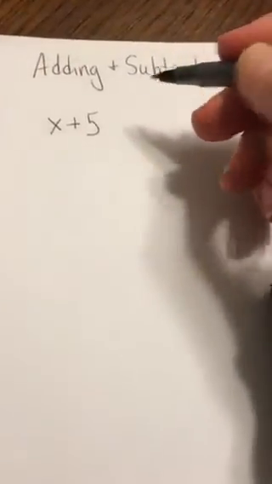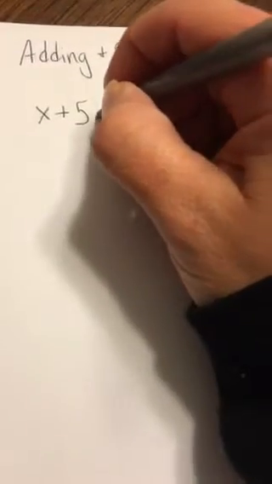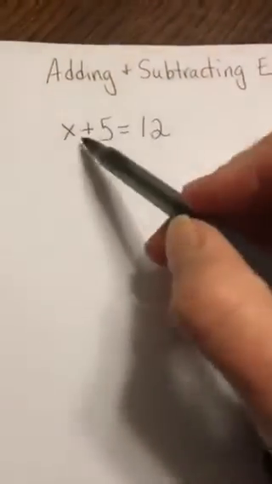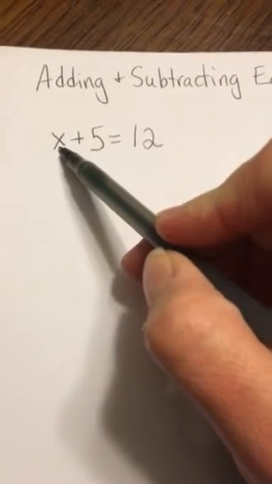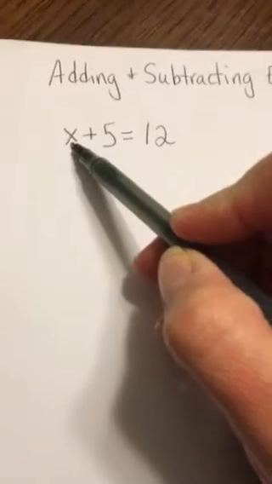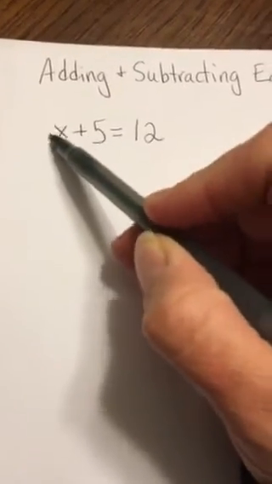Well, now today I'm going to show you how to add and subtract equations to find the variable. So remember, an expression is x plus 5. An equation would be x plus 5 equals, let's say, 12. X is our variable. A variable is a letter or a symbol used to represent a number. So we're going to find out what that number is.